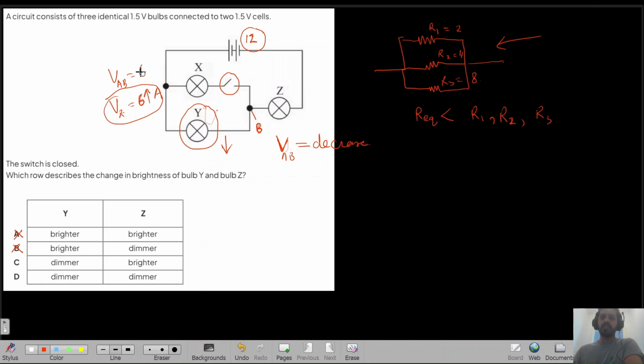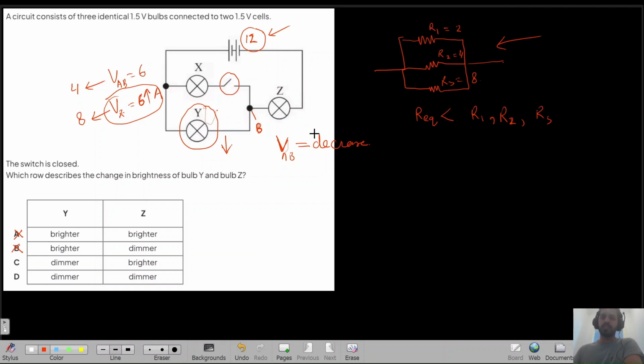Because the sum of these two has to be equal to 12. So let's say if voltage AB decreases from 6 to 4, that means that the voltage across Z will increase by 2 units. So it was 6, now it will become 8, and the sum of these two, 8 plus 4, which is 12, will satisfy the second Kirchhoff rule, right?